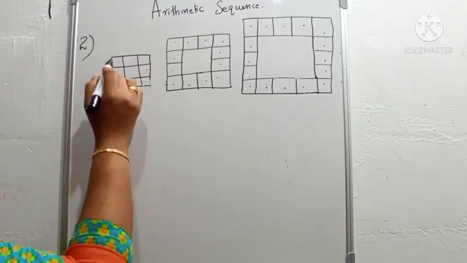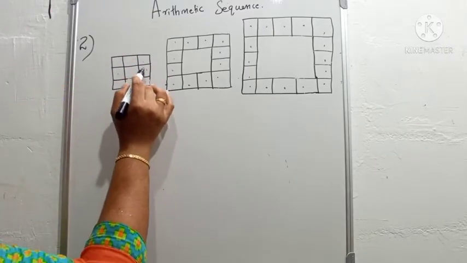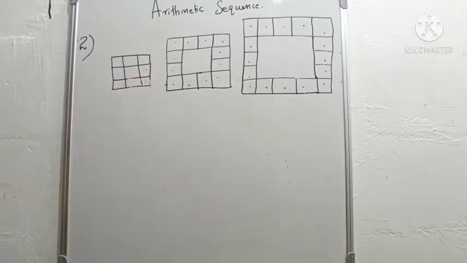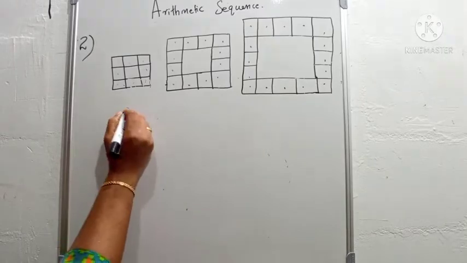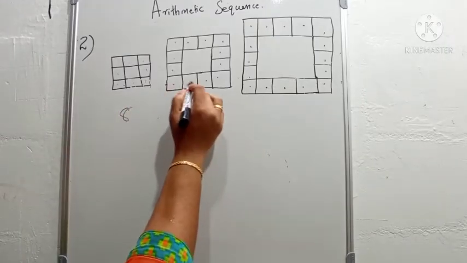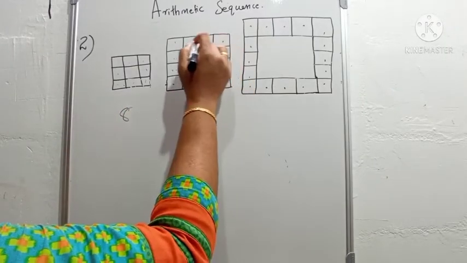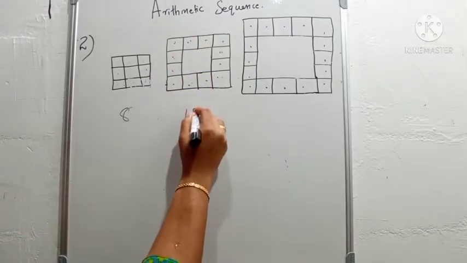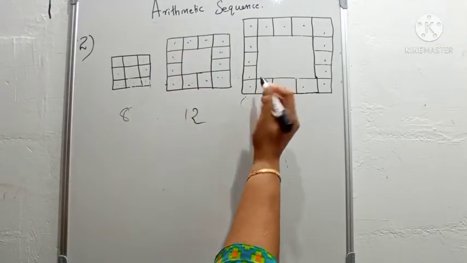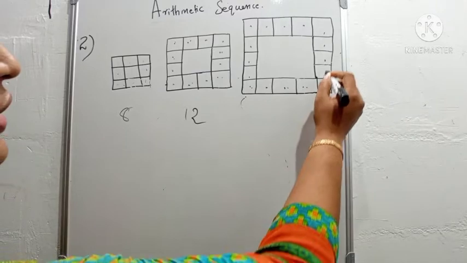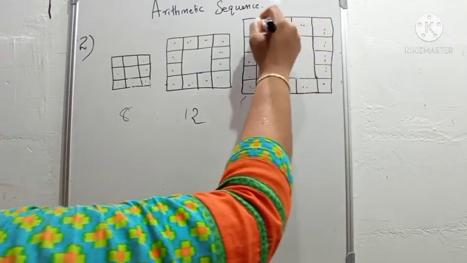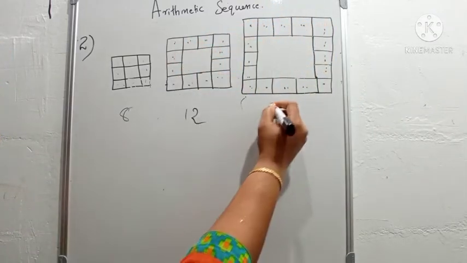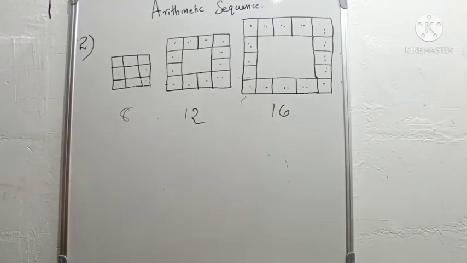the first picture? See, 1, 2, 3, 4, 5, 6, 7, 8. Okay, 8 squares. And for the second one, 1, 2, 3, 4, 5, 6, 7, 8, 9, 10, 11, 12. 12 squares. And for this one, 1, 2, 3, 4, 5, 6, 7, 8, 9, 10, 11, 12, 13, 14, 15, 16.